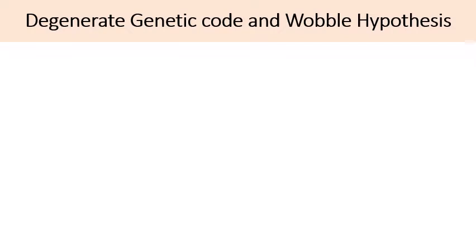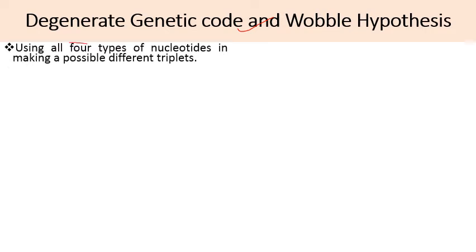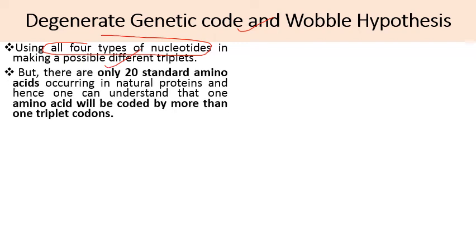Next, degenerate genetic code and Wobble hypothesis. So this is very important. So how do these 61 codons code for 20 amino acids? It means there is a possibility that more than one codon codes for a single amino acid. So using all 4 types of nucleotides to make possible different triplets, but there are only 20 standard amino acids occurring in natural proteins, and hence one can understand that one amino acid will be coded by more than one triplet codon.